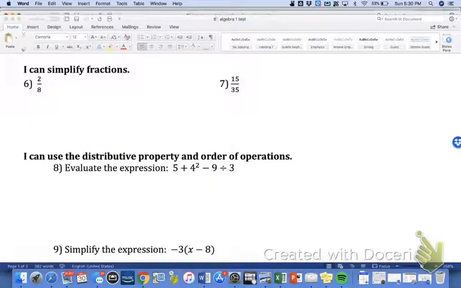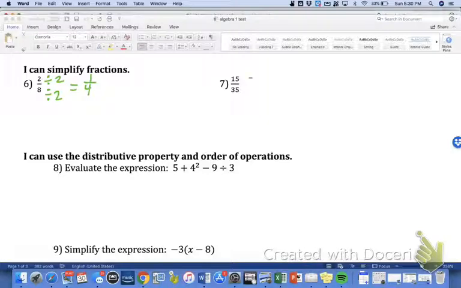Number 6 and number 7 are just simplifying fractions. And they're both even numbers. So that means that we're just going to divide each of them by 2. So 2 divided by 2 is 1, and 8 divided by 2 is 4. So number 6 is 1/4.